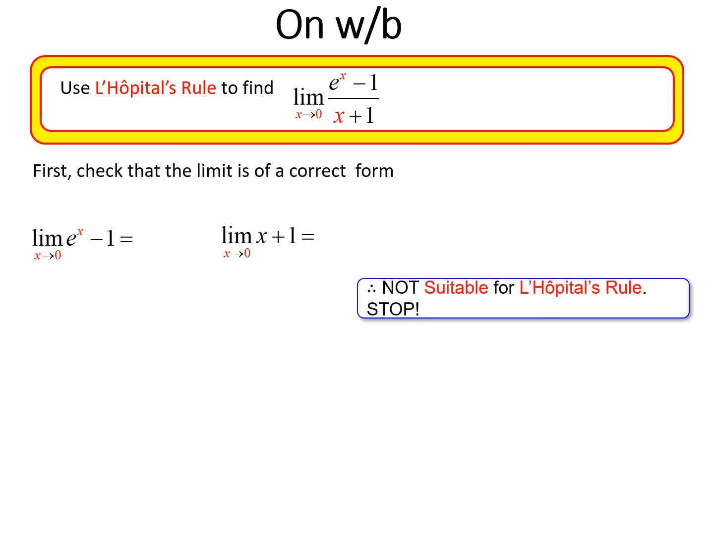Oh no, you didn't. This was a con, wasn't it, if you noticed? Real bad one, this one. That first limit is going towards 1 minus 1, 0, isn't it? And this one, 0 plus 1 is 1. So it wasn't in the form 0 over 0. So stop. L'Hopital was not suitable. What on earth could you do?